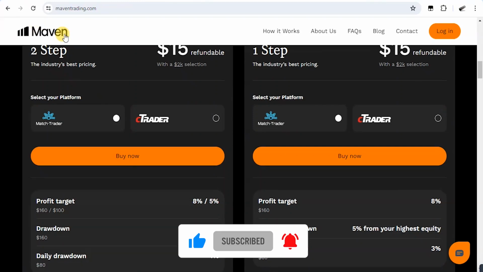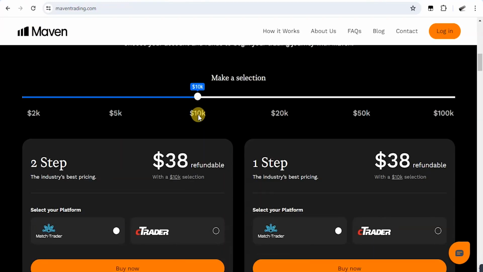Let's take a look at Marvin. If you are going for a $10,000 account, in challenges you can take just one step, whereby you will be tried just once, or you can make it 2 steps. It means you're going to take step 1, and when you pass step 1, then you head over and take step 2.